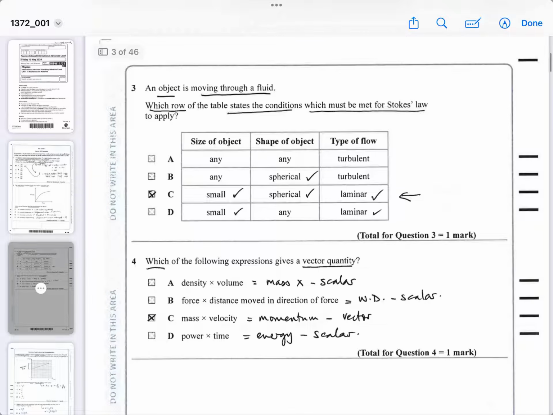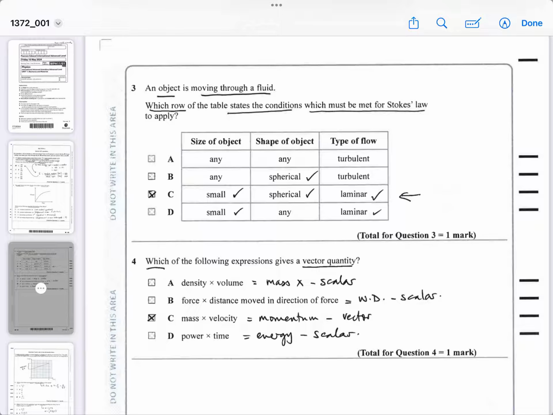Question 3, an object is moving through a fluid. Which row of the table states the conditions which must be met for Stokes' law to apply? So if you've known Stokes' law, you know it should be a small spherical object and the type of flow should be laminar, so it has to have 3 ticks and it has to be C.